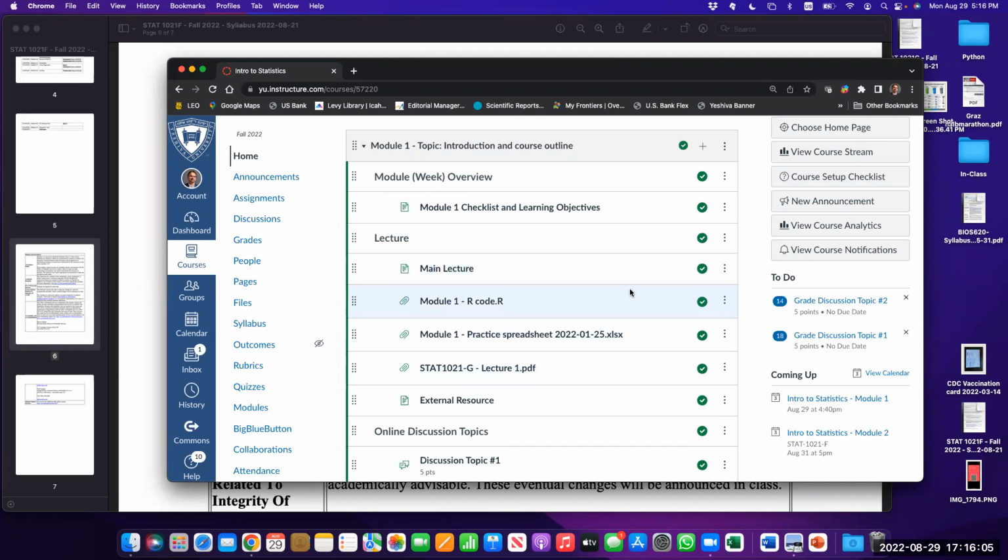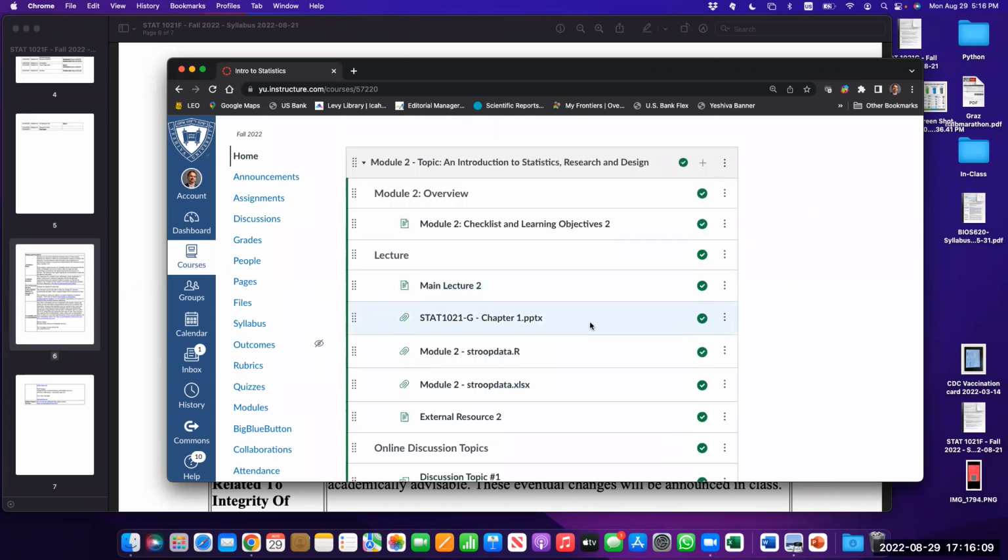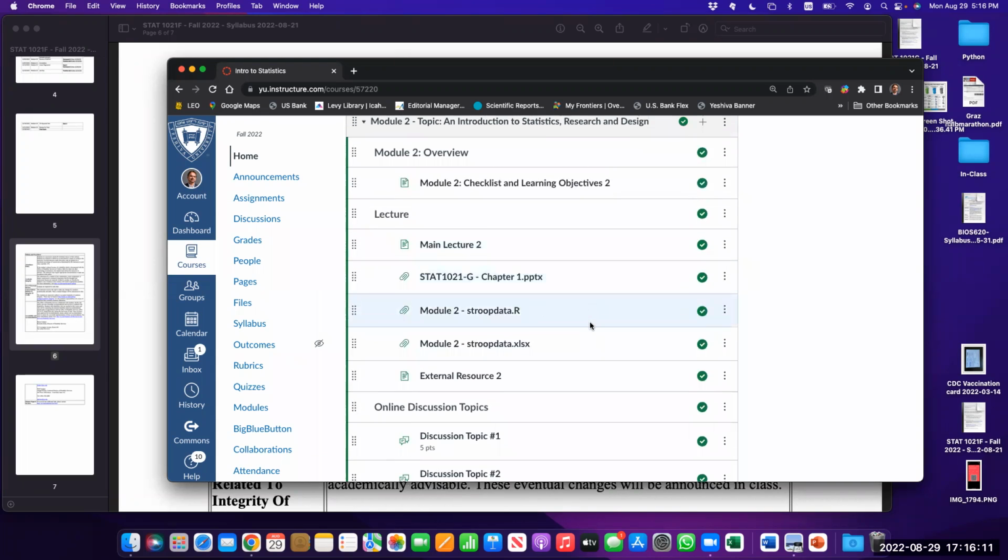You will also get, and this will start with next class, a typical module. Okay, so this is a typical overview of a module. It gives you a learning checklist. You get a main lecture that contains the Zoom link. You have here a PowerPoint presentation. The PowerPoint presentation is the material.